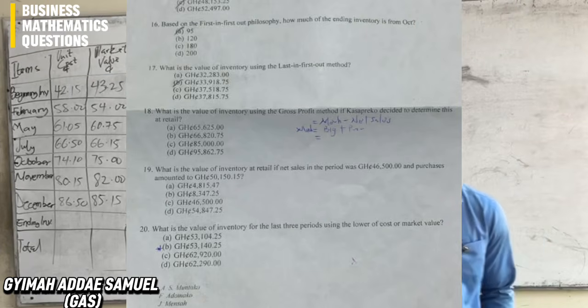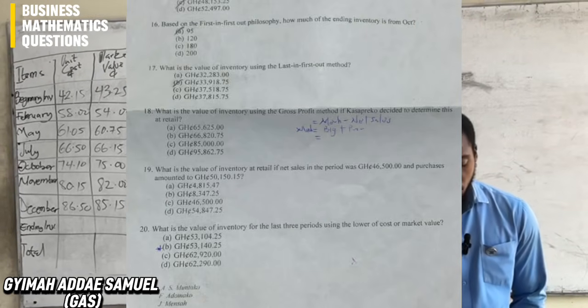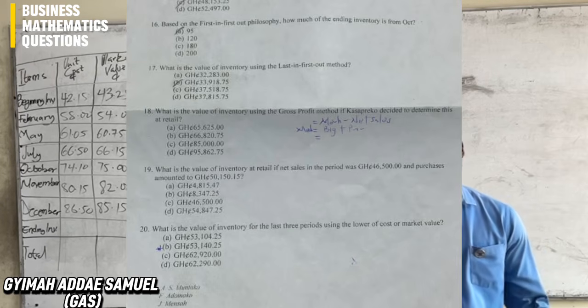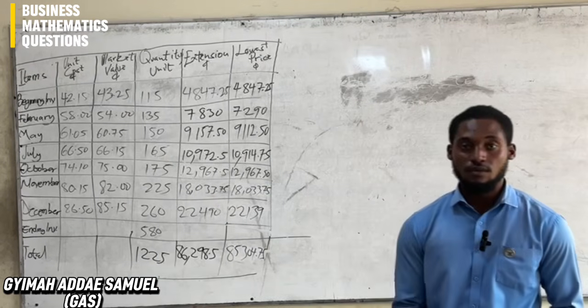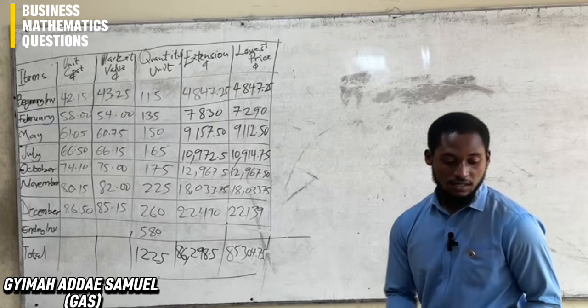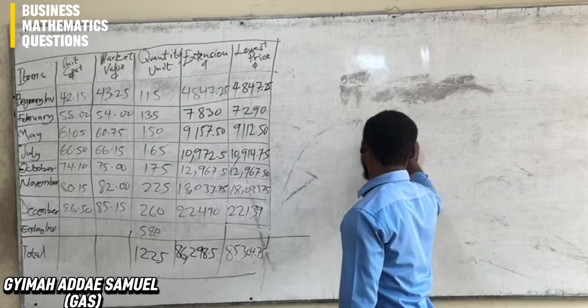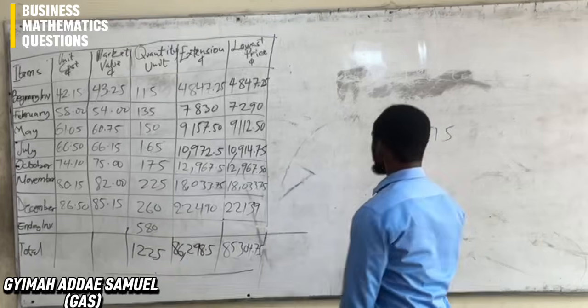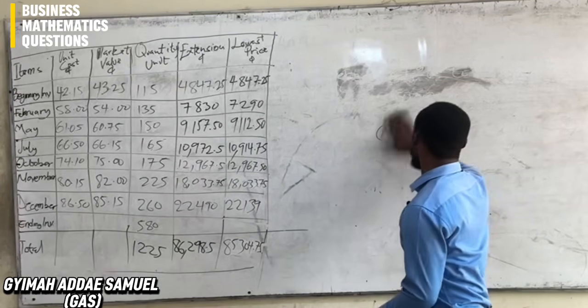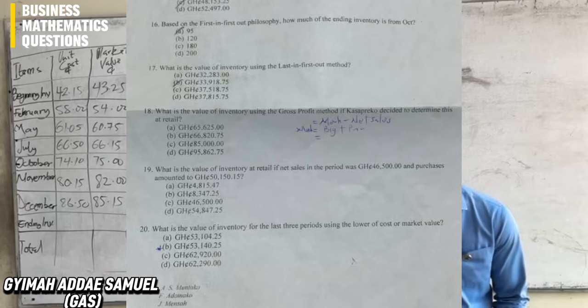So now we proceed to question 16. It says, based on the first in, first out philosophy, how much of the ending inventory is from October? And we all know that October had 95. So the answer for question 16 is A, 95. We proceed to question 17.